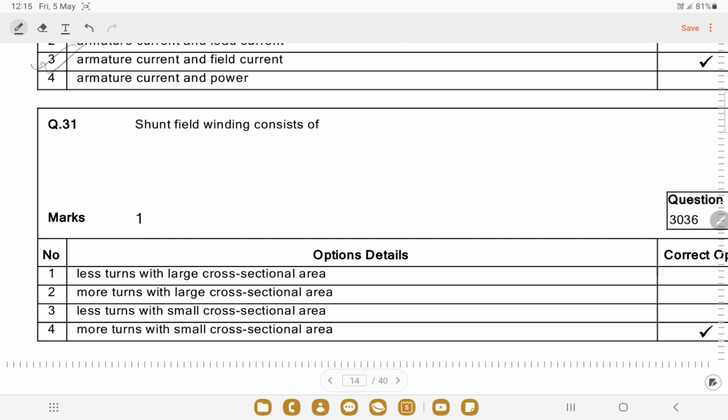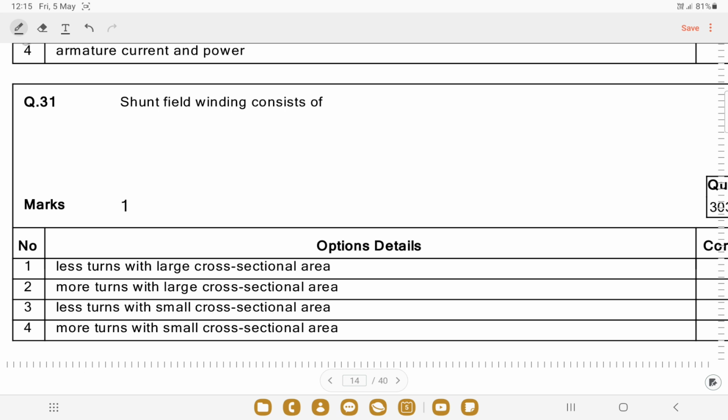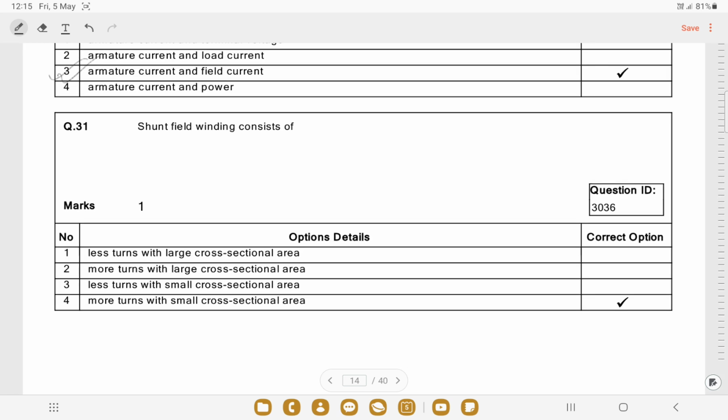So this is the last question in this video. The shunt field winding will always consist of more turns and a small area. Why? Because of R equals rho L by A. If A is small, then R will be greater, so more turns with small cross-sectional area is the correct one.